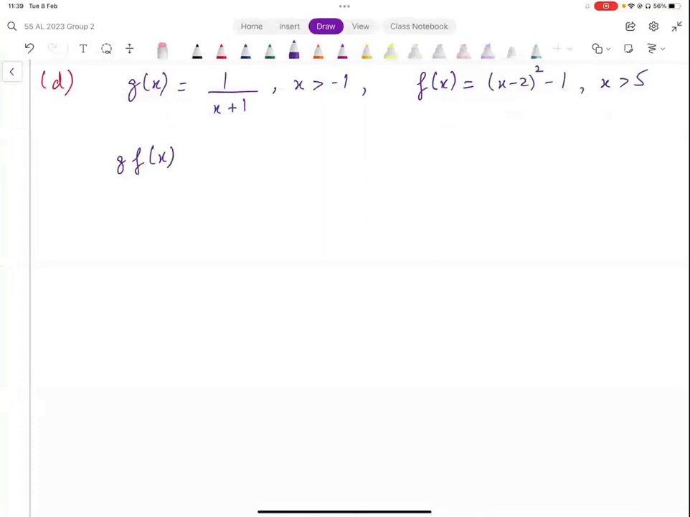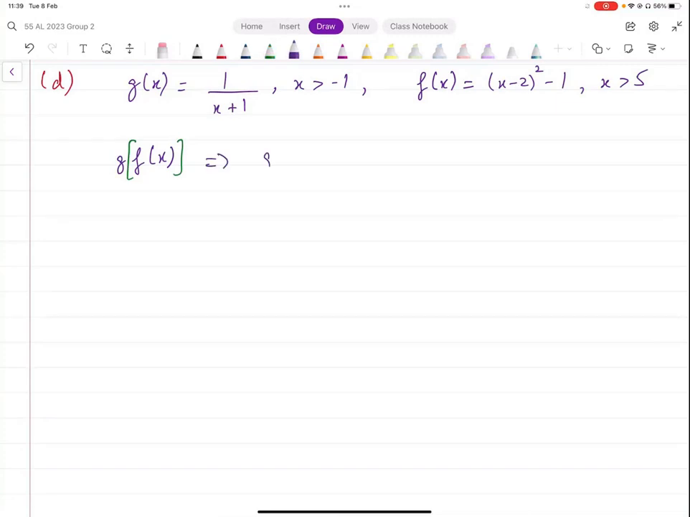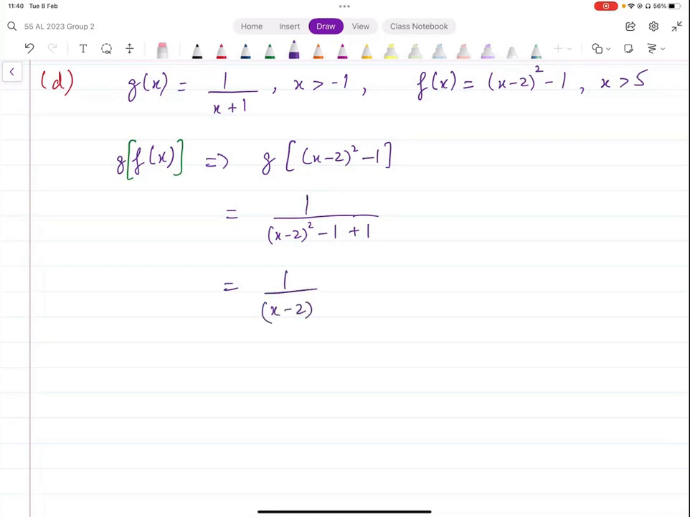Gf of x, we have a bracket here like this. That means it's going to be g of x minus 2 whole square minus 1. तो g function के अंदर जहां पे भी x आ रहा है, x की जगह पे आपने ये input कर देना है. So what do we get when we do that? We get 1 over x minus 2 whole square minus 1 and then plus 1. And that is 1 over x minus 2 whole squared. This is an expression for gf of x. ये आपके पास वो function तो आ गया.